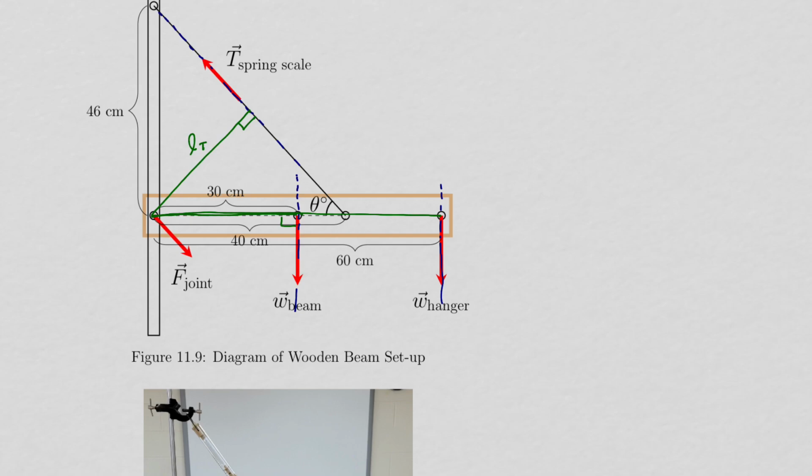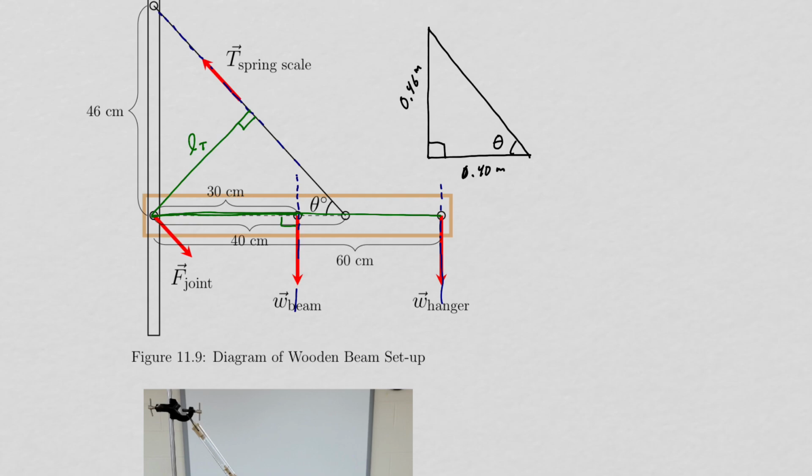Again, we know this length is 0.46 meters or 46 centimeters. And we know this length is 0.40 meters, or 40 centimeters. So how do I find the angle? You just use trig, right? Think of opposite over adjacent, and that'll give you the angle. It'll be the inverse trig function when you do this.